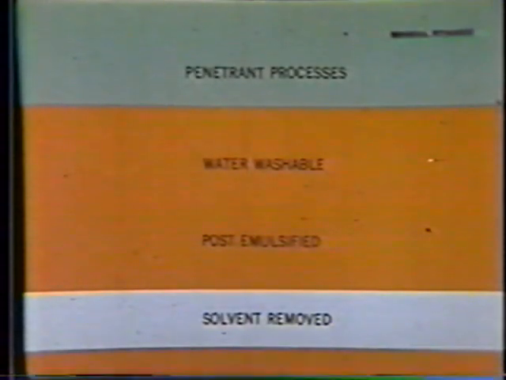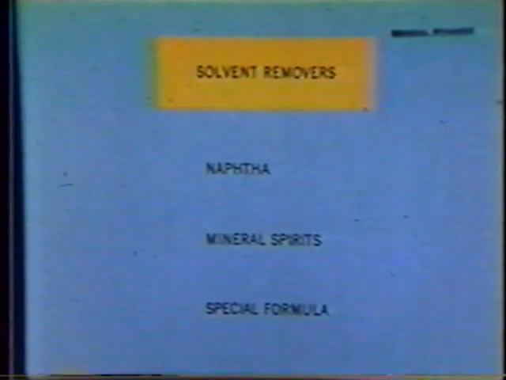Solvent-removable penetrants are post-emulsification penetrants. But instead of using an emulsifier and a water wash, excess penetrant is removed by a solvent. Solvent removers include commercial solvents such as naphtha and mineral spirits, in addition to special formula proprietary removers. Excess penetrant is removed by washing with a clean cloth or towel moistened with remover.